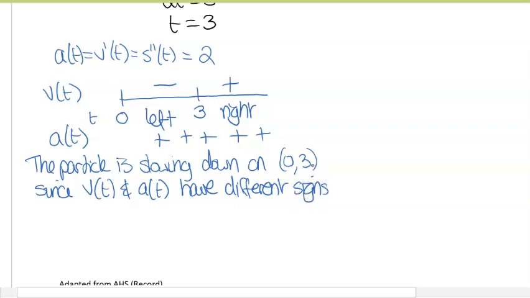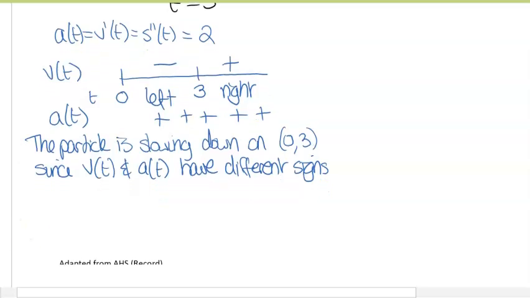We have to explain when it's happening and why it's happening. So it's happening between 0 and 3. What's happening? It's slowing down. And why is it happening? It's because v and a have different signs.